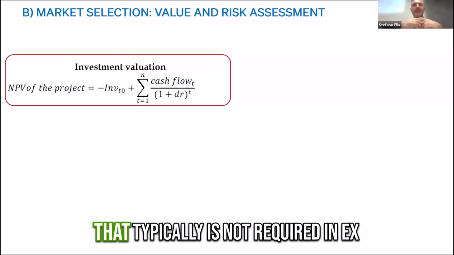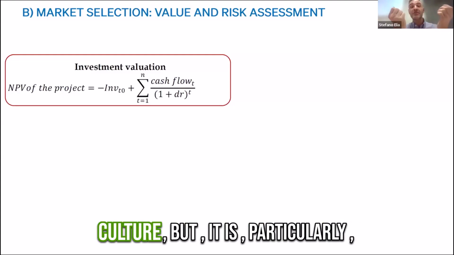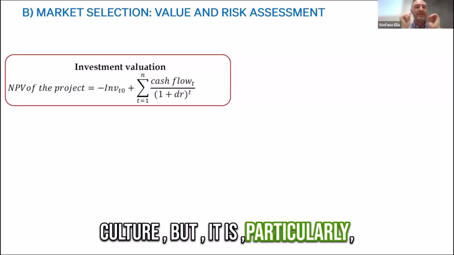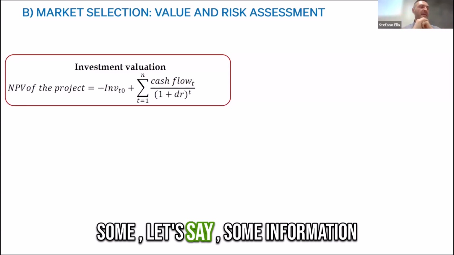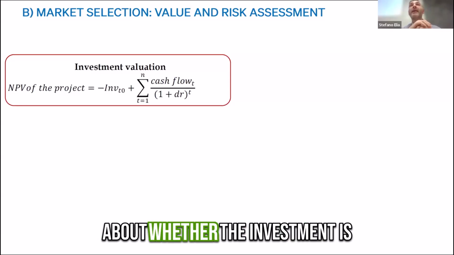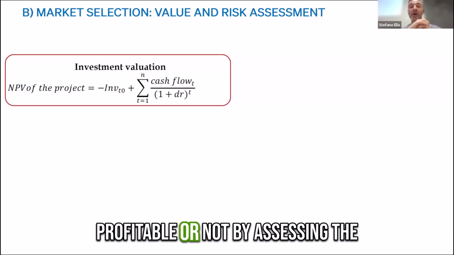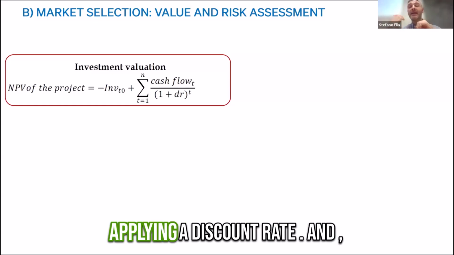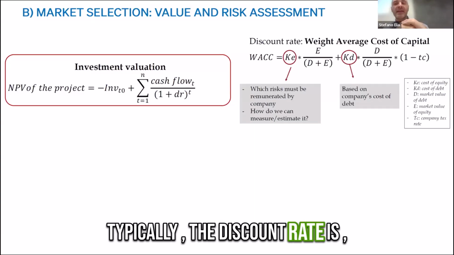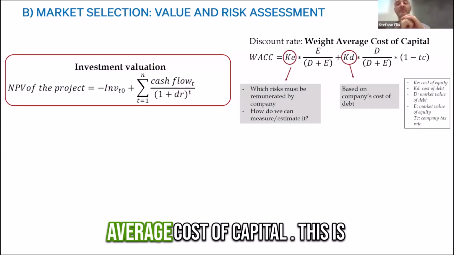This is something that typically is not required in X-Culture, but it is particularly important that you also provide some information about whether the investment is profitable or not, by assessing the future cash flow and then applying a discount rate. And typically the discount rate is computed through the weighted average cost of capital.